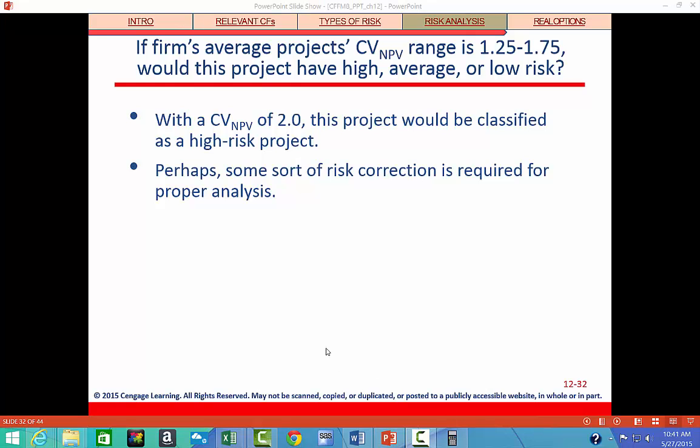The comment that they're making that some sort of risk correction is needed just means that we could adjust the weighted average cost of capital upwards, make it say 13% or something, and then calculate the net present value and see if even if we've added a higher cost of capital, because we have to increase the weighted average cost of capital for higher risk projects, do we get a positive NPV even after adjusting for risk?